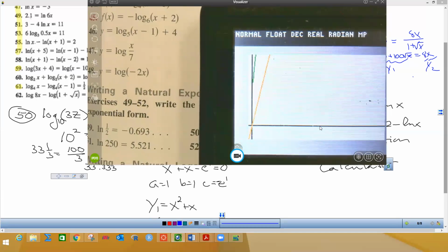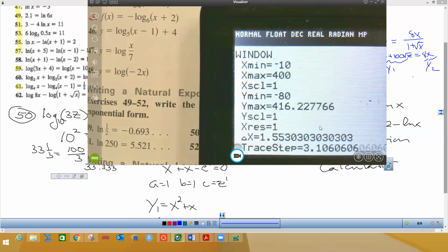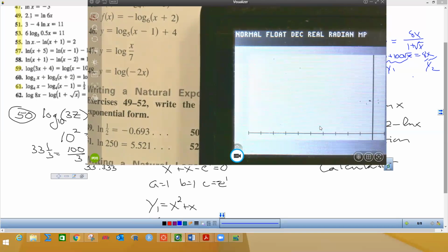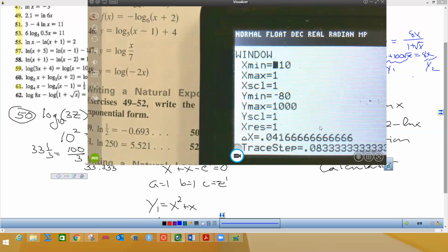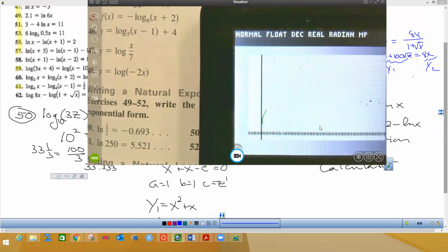So now I got to go up higher in Y because they're up there higher in Y, but I'm not going to go quite out to 400. I'm going to change that to 100, but my Y's got to be more. So it's already at 416. Let's go to 1,000. I don't know if that's high enough or not. We hit graph again. And I have to go further to the right. So let's do window again. Oh, I didn't do 100. I did 1. I got to go to 100. Let's see if that does it. I don't know. We're going to wait and see.